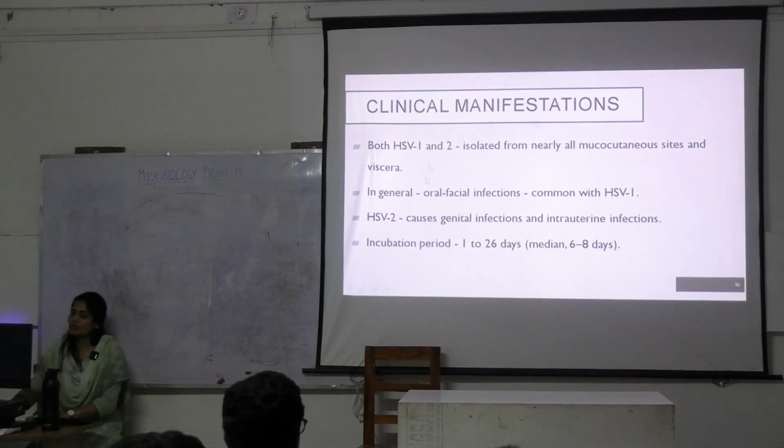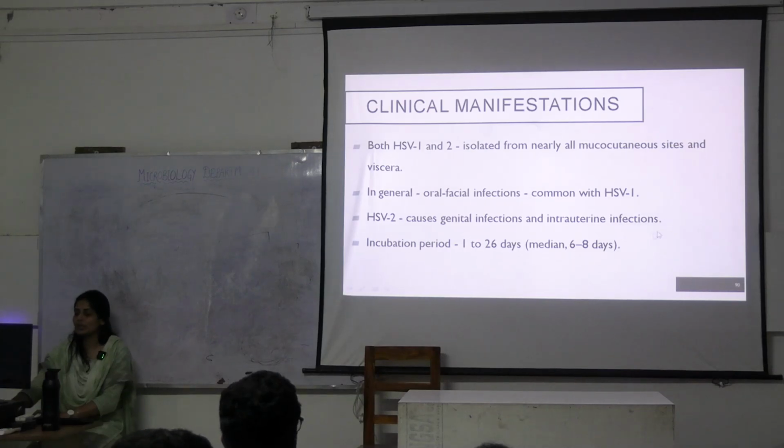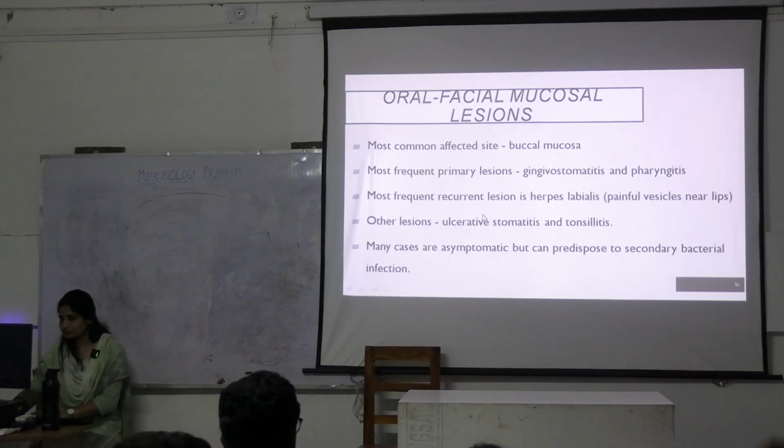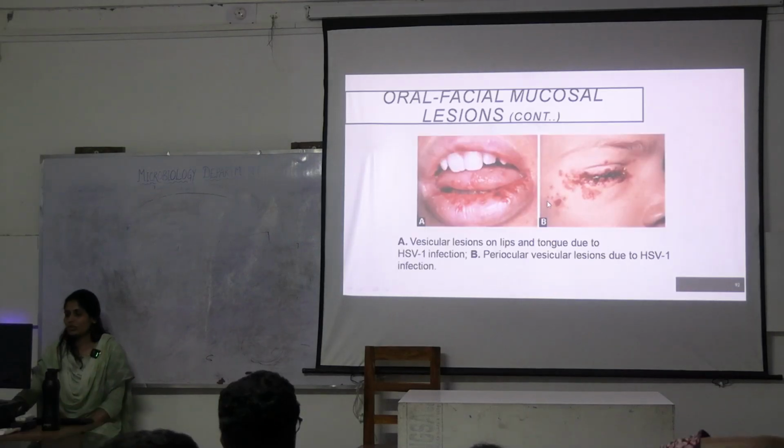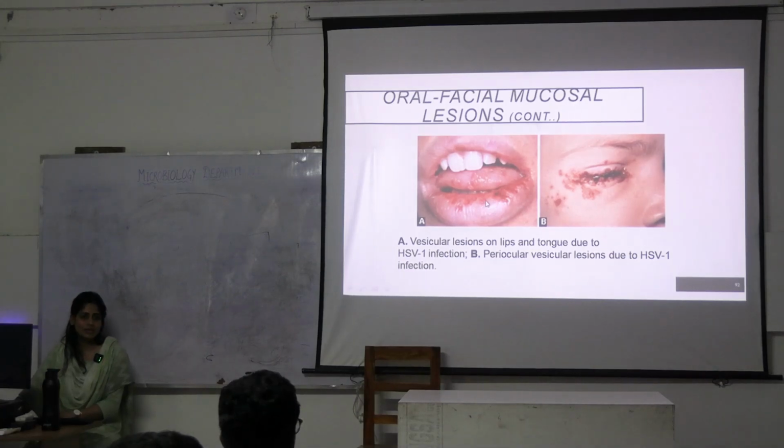The most important thing we have already discussed is that HSV 1 and 2 are capable of causing these infections, but whenever there is HSV 2, you have to always remember that intrauterine infections and genital infections will most commonly be caused by HSV 2, and neonatal infections too. Which virus causes ocular infection? HSV 1. Oral mucosal lesions, which virus? HSV 1.